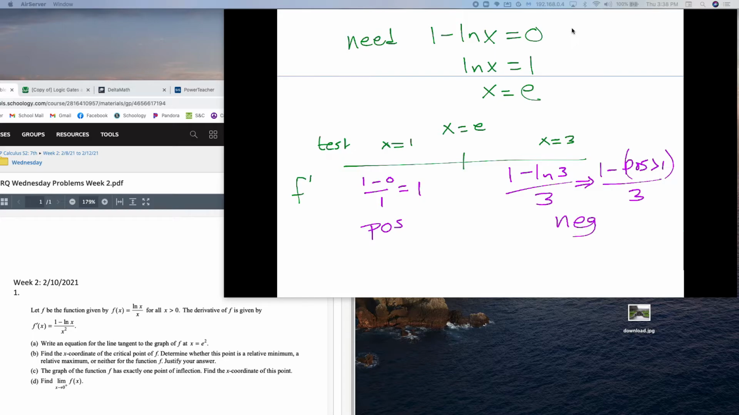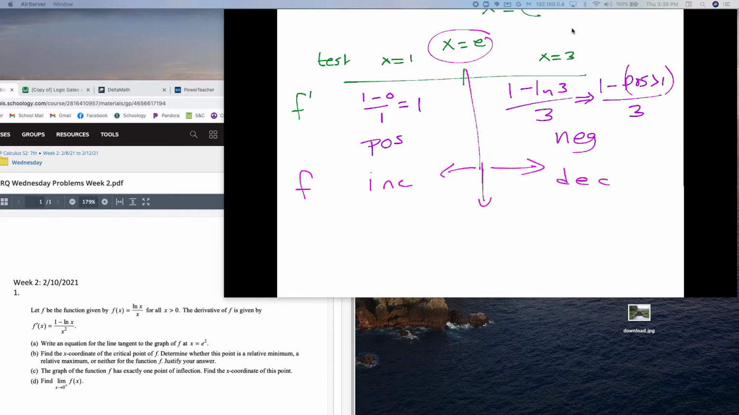When f prime goes from positive to negative, you know f goes from increasing to decreasing, which means this is where you get a relative maximum. Now, here's how you would describe it.